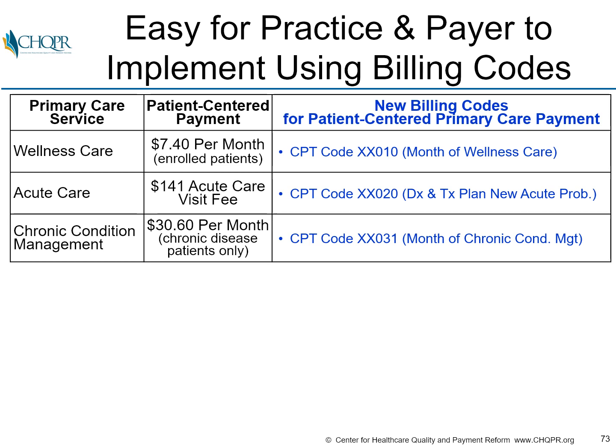For example, the practice would bill code XX010 every month for each patient who had enrolled for wellness care. And if one of those patients had an acute problem during the month, the practice would bill for both XX010 and XX020 for that patient during that month.